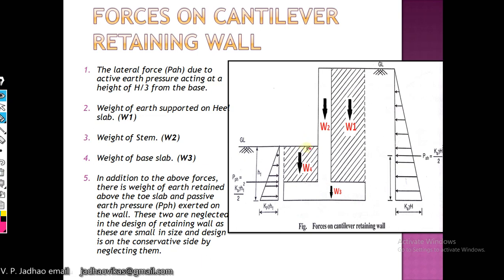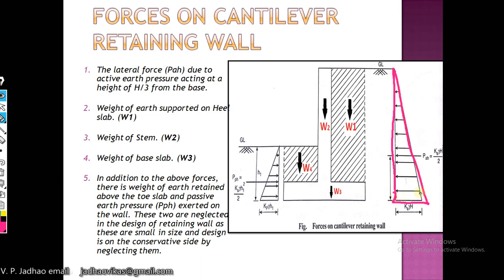Again, we have W4, the weight of the material or soil which is above this toe region. This force will be acting in the downward direction. It will again provide stability, but for design purposes, as discussed earlier, we will be neglecting this, because this particular force is small. Then we have another main force which is acting here, the force from the retaining wall.